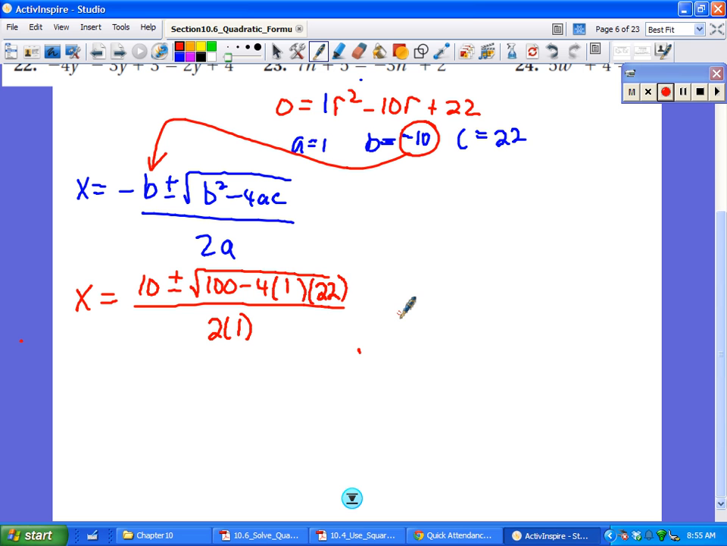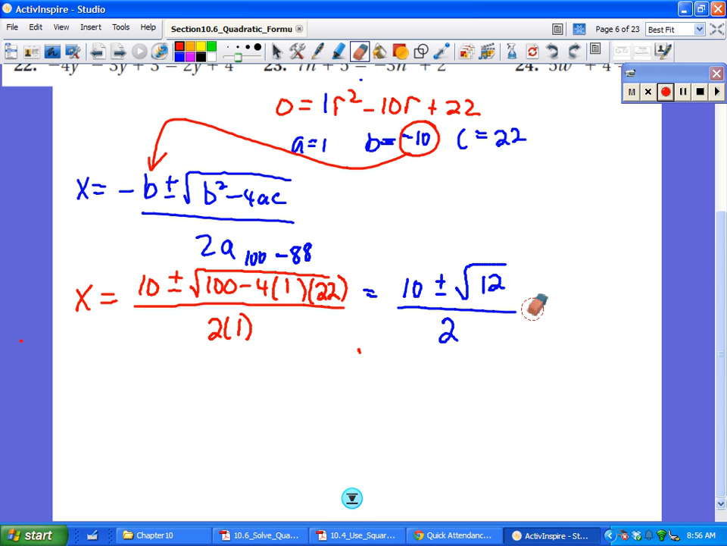Now, let's work out this mess right here, because this is what makes it look complicated, right? So, this is 100, and now I have negative 4. You're multiplying these three numbers right here. Negative 4 times a times c. So negative 4 times 1 is what? Negative 4 times 22. Negative 88. So you're doing 100 minus 88, which works out to be what? 12. Good? So you end up getting the square root of 12 over 2.